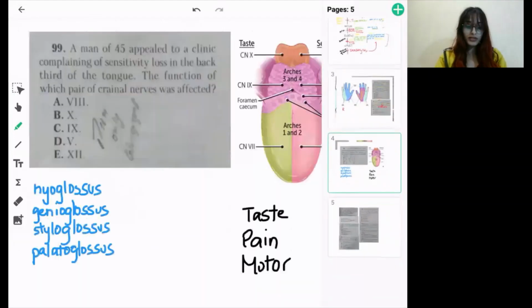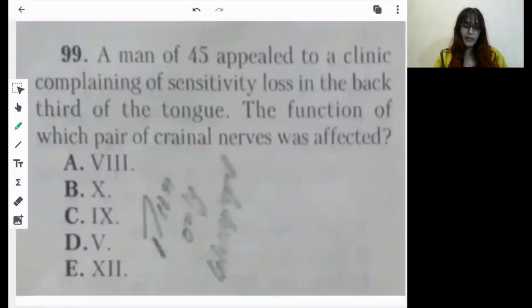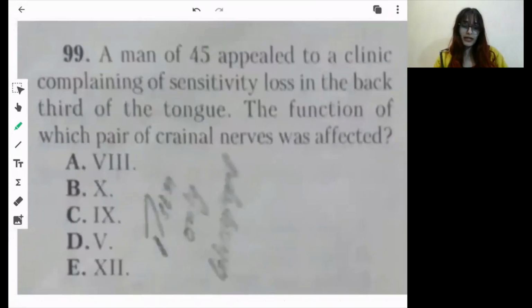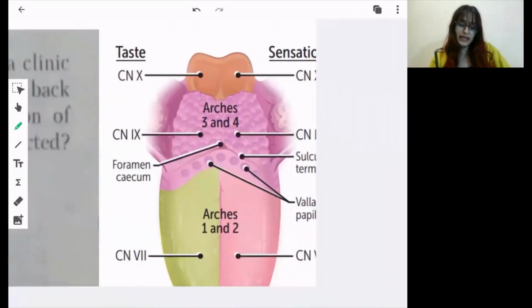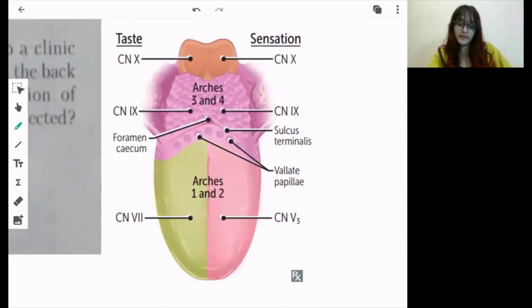So let's move on to the next question, question number 99. A man of 45 appealed to a clinic complaining of sensitivity loss in the back third of the tongue. The function of which pair of cranial nerves was affected? So let's study the tongue and its nerve supply.